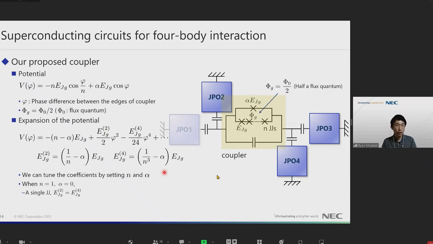In particular, when n equals 1 and alpha equals 0, this corresponds to the previous original version of the coupler, a single JJ, where EJG2 is equal to EJG4. We can make them different from each other by setting n and alpha like that.